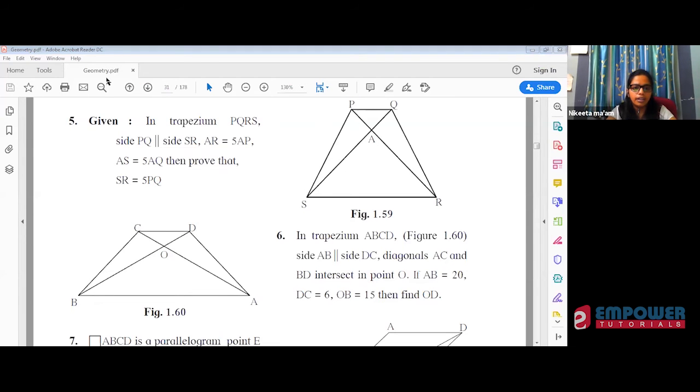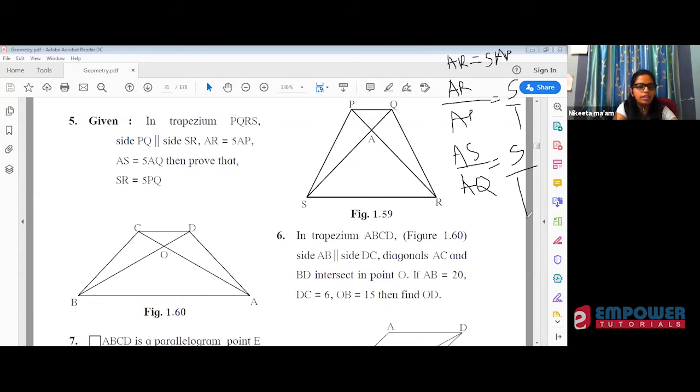AR is equal to 5 AP. So can I write it as AR upon AP is equal to 5 upon 1? And AS upon AQ is equal to 5:1. Yes, everyone? This is given.